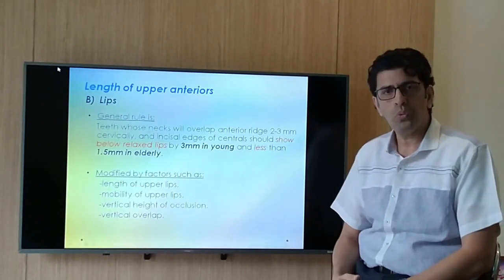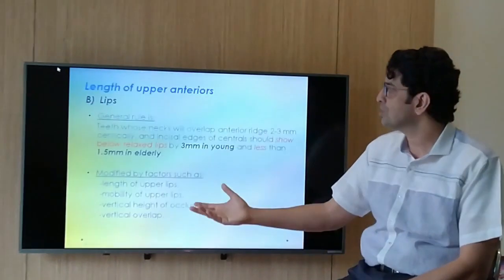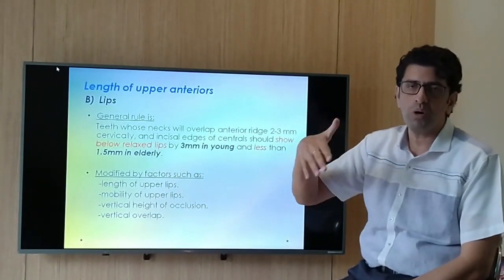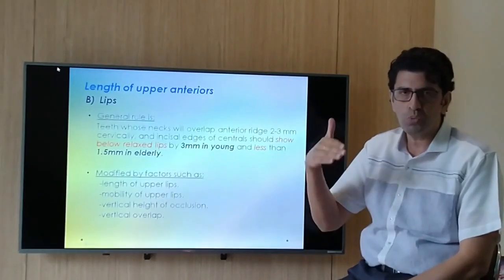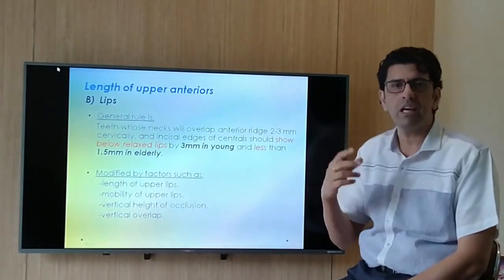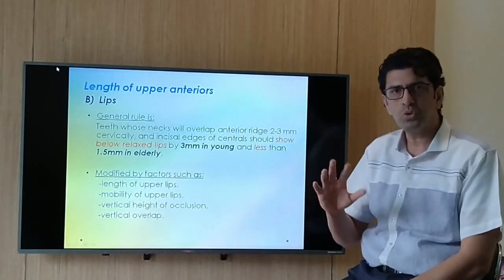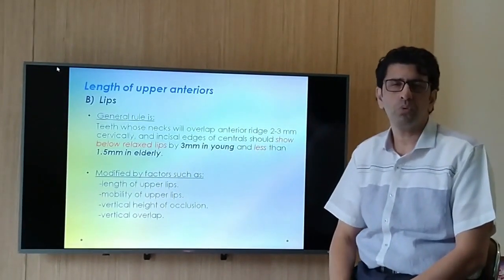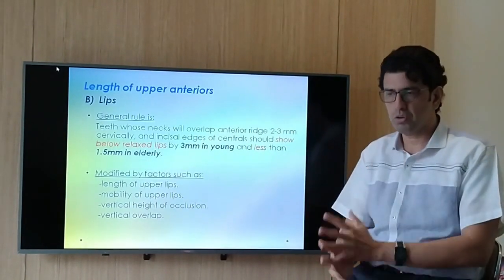So, the deal with lips. When you come to lips, the general rule is that you want the neck of the teeth to overlap 2 to 3 millimeters of the ridge, and when it is in that position, you want to show about 2 to 3 millimeters of display in younger patients and about 1.5 to 2 millimeters display in older patients. Usually it's even 1 to 1.5 millimeters display in elderly patients. This is the general rule.